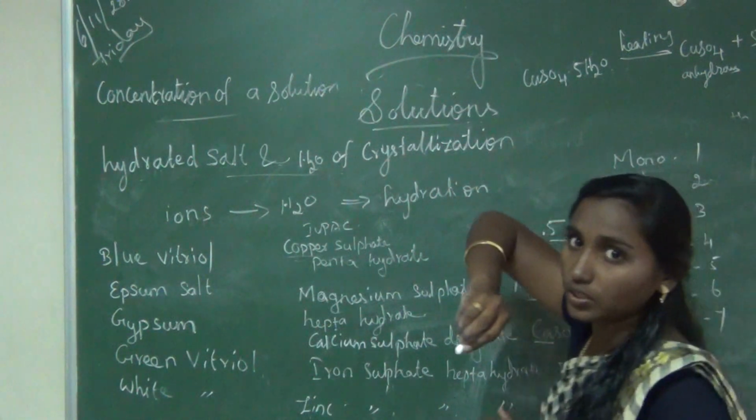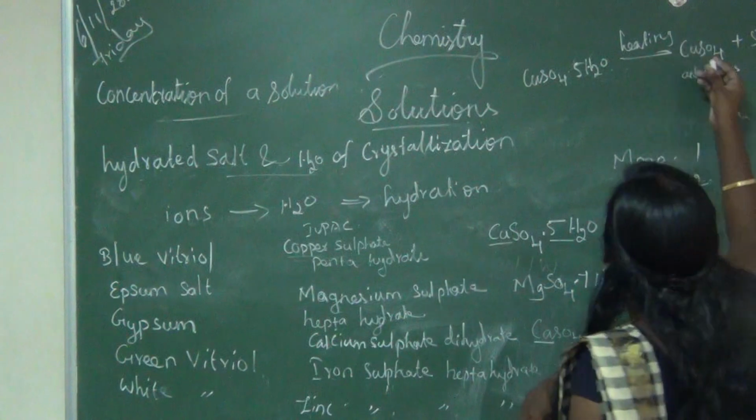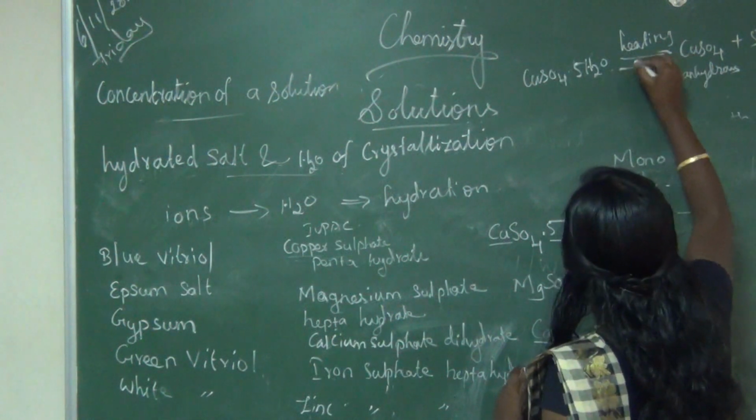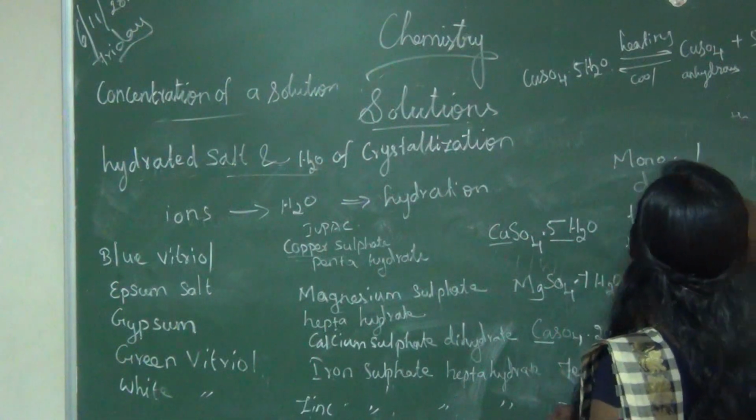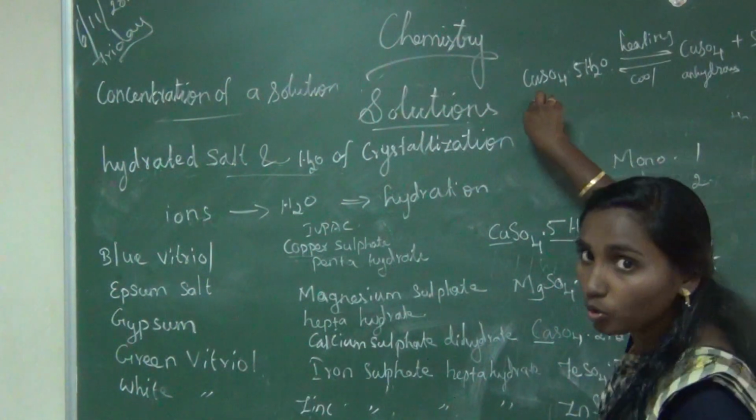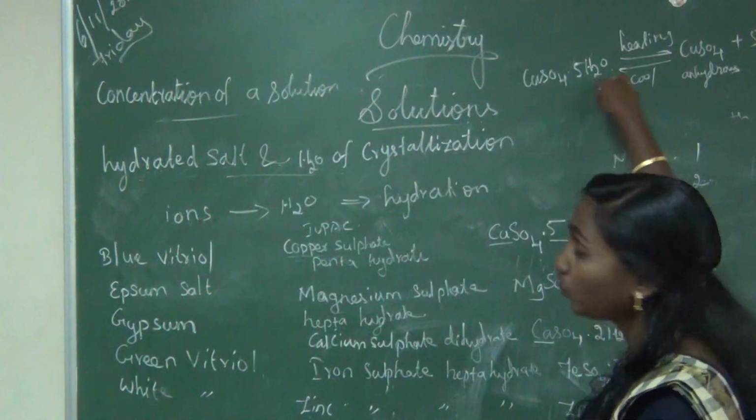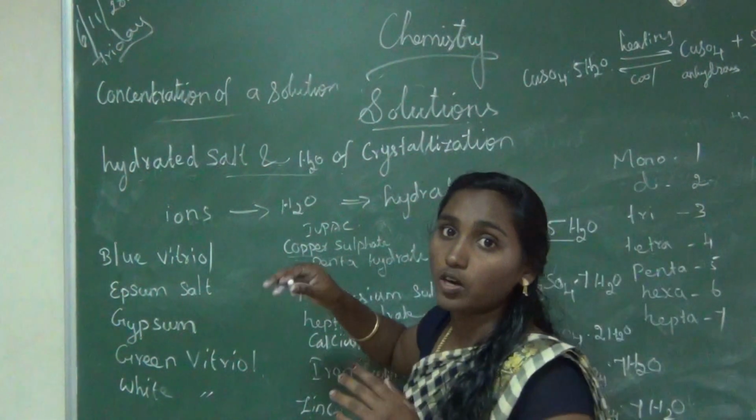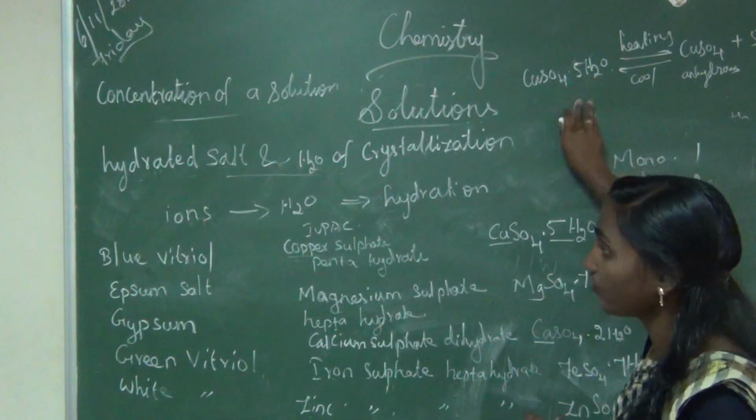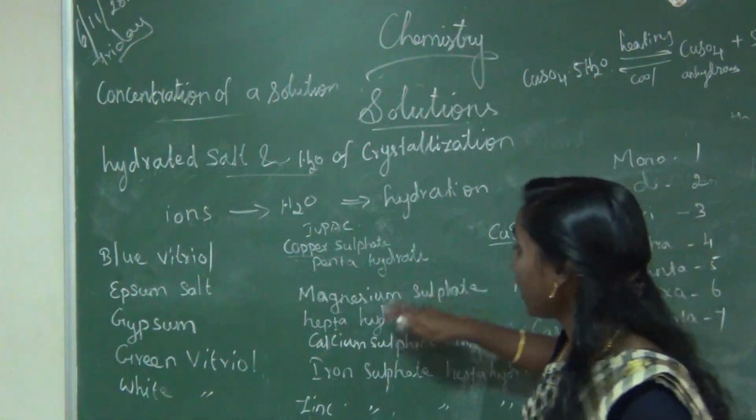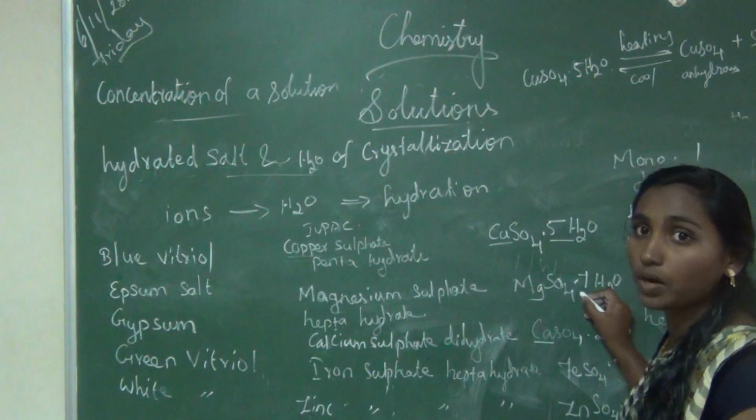Here you can write anhydrous copper sulfate. Anhydrous means powder, dry form. So dry copper sulfate. Again, on cooling this anhydrous copper sulfate, or adding a few drops of water, it will turn back into copper sulfate pentahydrate. Have you understood blue vitriol?